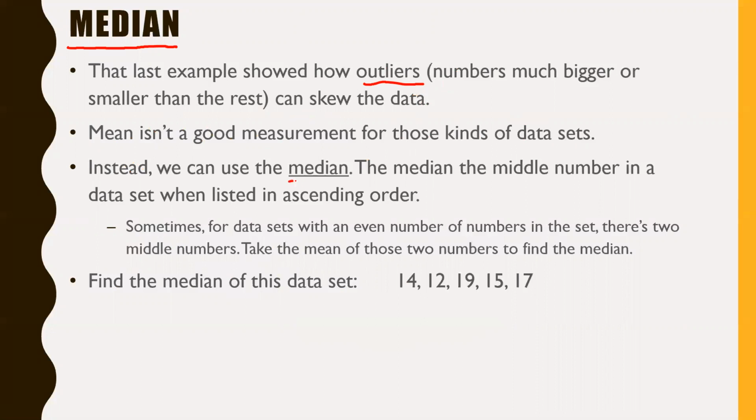Instead, we can use something called the median. Now, the median is the middle number in a data set when listed in ascending order. So ascending order, of course, is from the smallest number to the biggest number, okay?